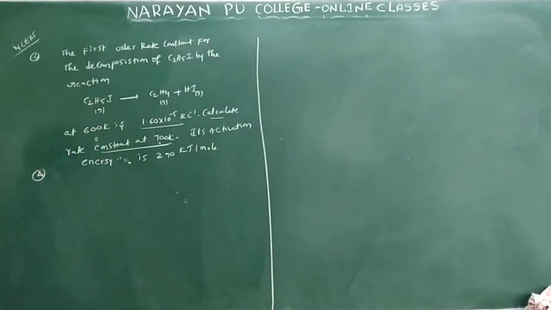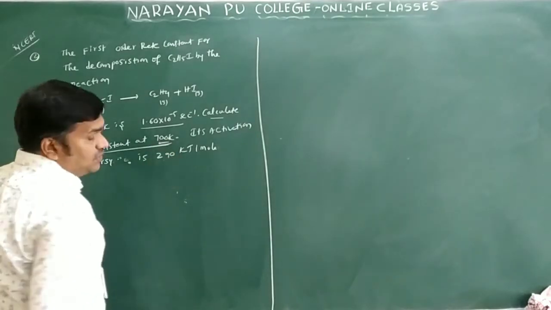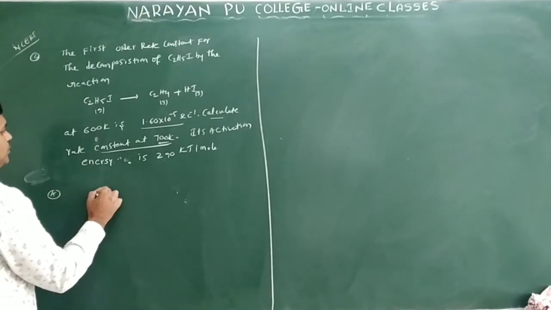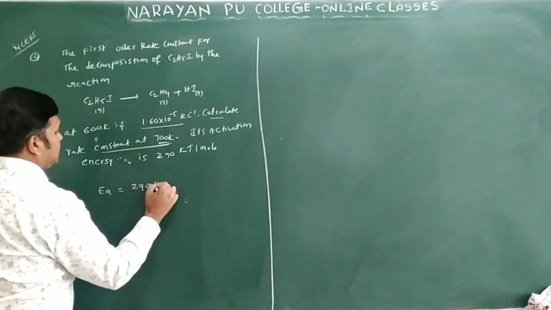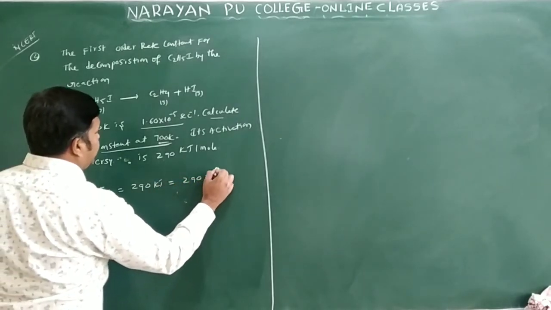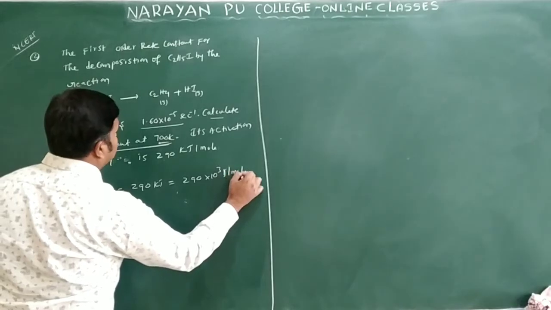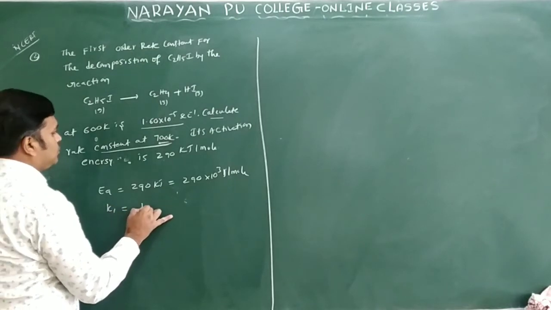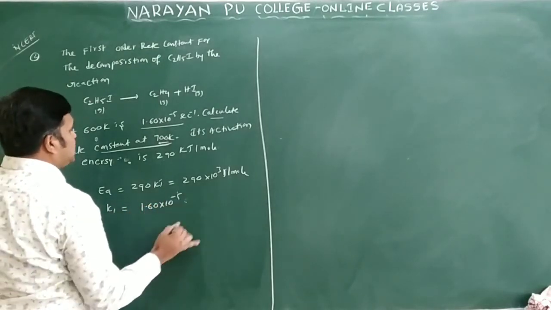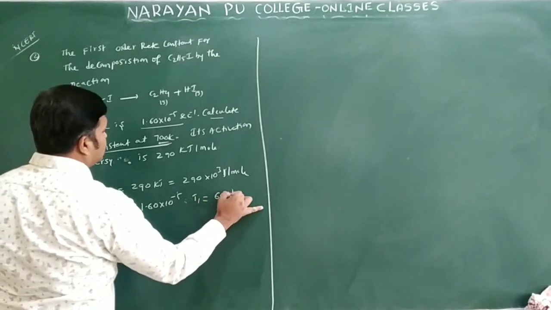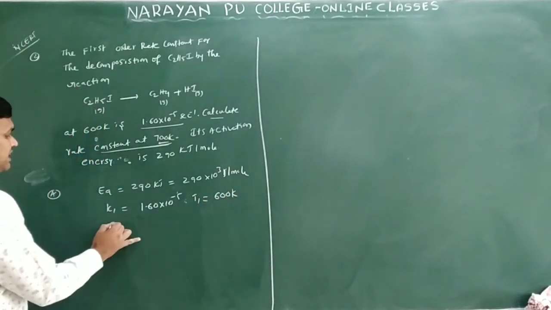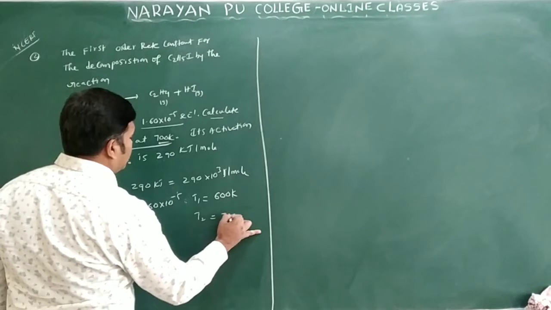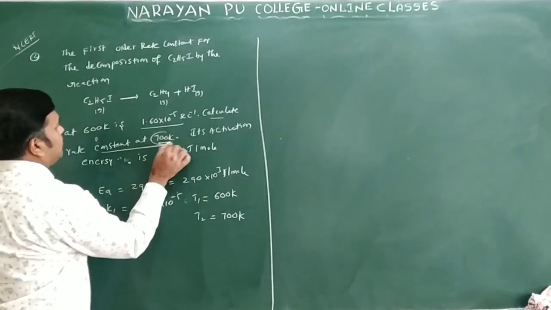So calculate the rate constant at what temperature? 700 Kelvin. First I want to write what information is given. Activation energy Ea is 290 kilojoule, I will write here 290 into 10 cube joule per mole. The first order reaction has a rate constant K1 equal to 1.60 into 10 power minus 5 at a temperature T1 equal to 600 Kelvin. Now they are asking to calculate the rate constant K2 at 700 Kelvin.